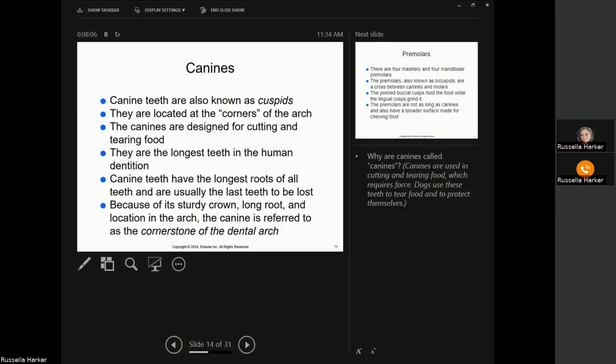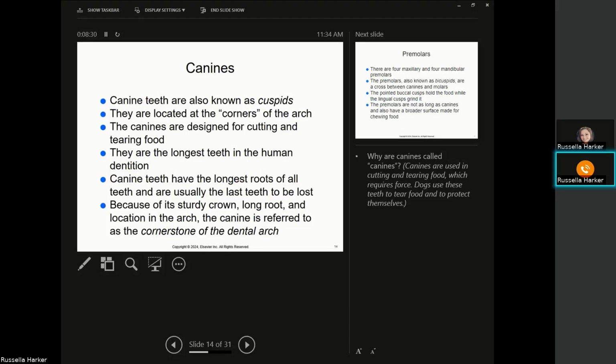The canine teeth, also known as cuspids, which is an older term, are located in the corners of the arch, and they're known as the cornerstone of the dental arch. They are the longest rooted teeth in the mouth. The canines are designed for cutting and tearing food. They have the longest roots, and they're usually the last to be lost.